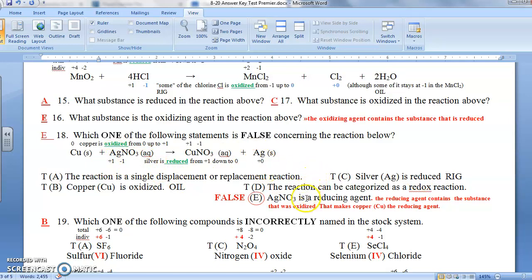Silver is reduced. If silver was reduced, that means something else was oxidized. That would mean that silver nitrate, since silver was reduced, is the oxidizing agent, not the reducing agent. The reducing agent contains the substance that was oxidized. The oxidizing agent contains the substance that was reduced. So silver nitrate here is an oxidizing agent, not a reducing agent.